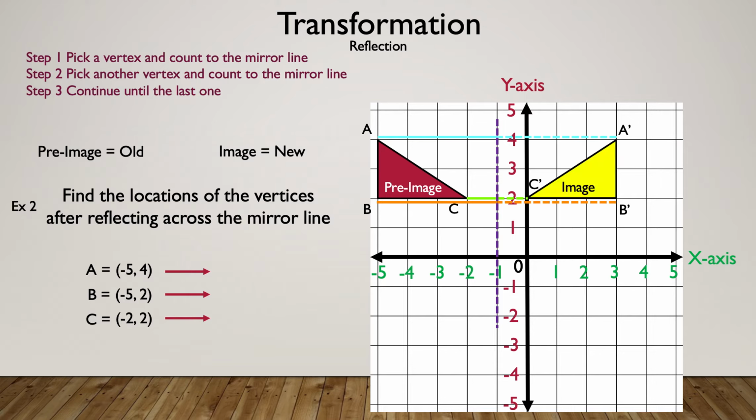And now we're going to go ahead and find A prime, B prime, and C prime. So A prime is going to be 3, 4. B prime is going to be 3, 2. And C prime is going to be 0, 2.